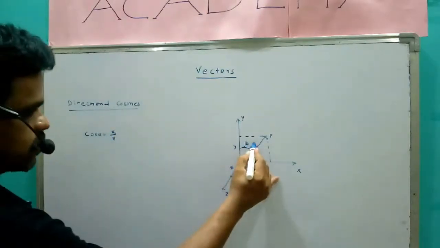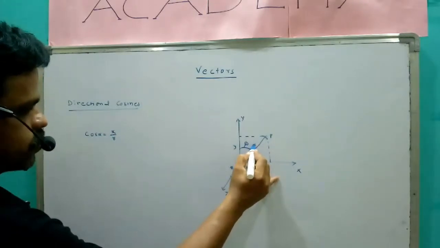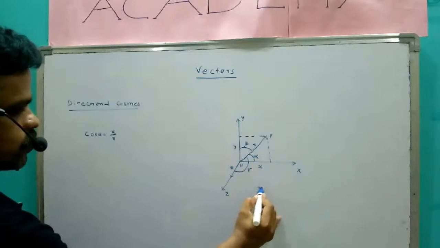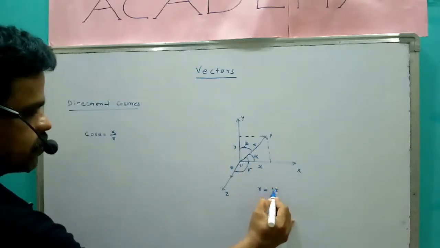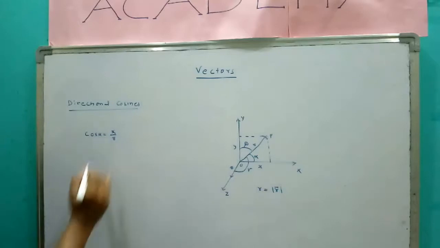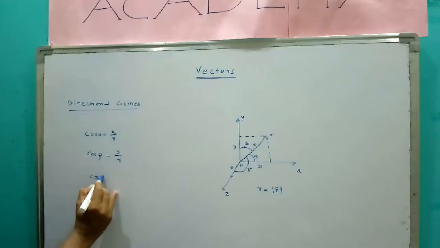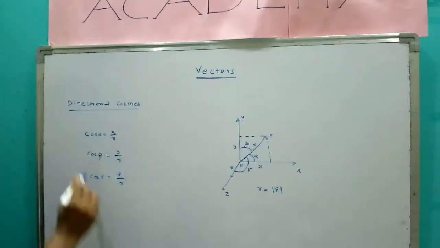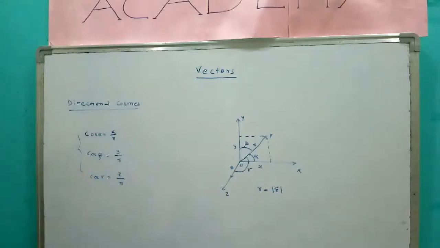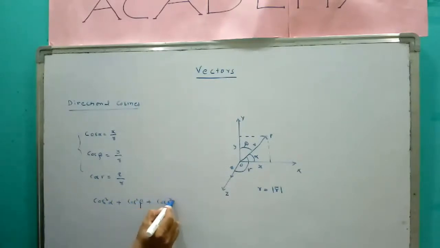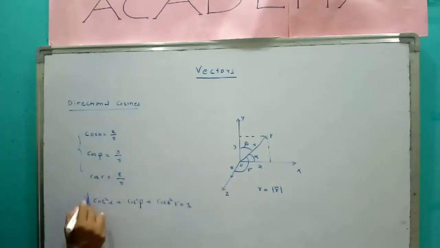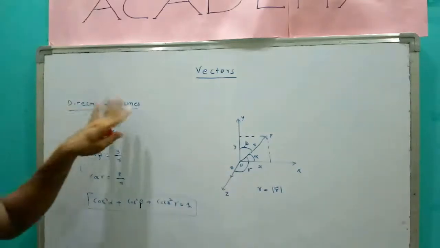This is the position vector. If we go for its length, that is the modulus, we will get r only. So r is the distance, equal to the modulus of vector r. So cos alpha is x by r, cos beta is y by r, cos gamma is z by r. From these three, we can write cos square alpha plus cos square beta plus cos square gamma equal to 1. This is our relation.